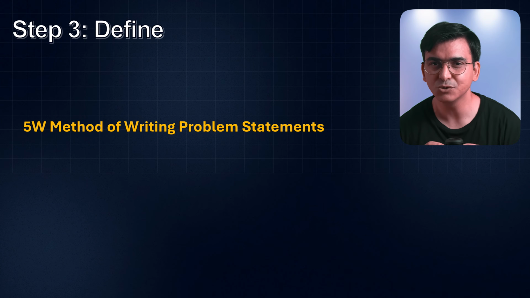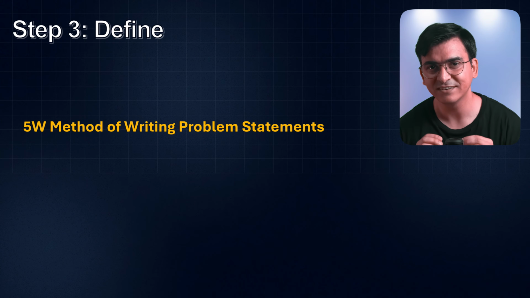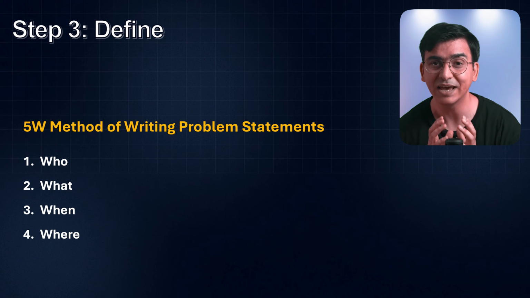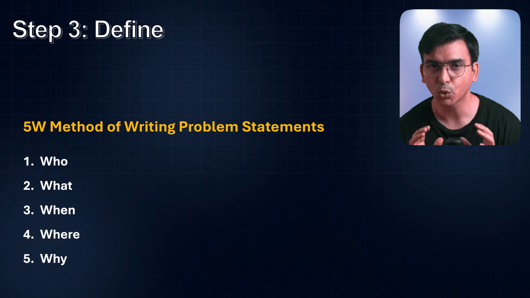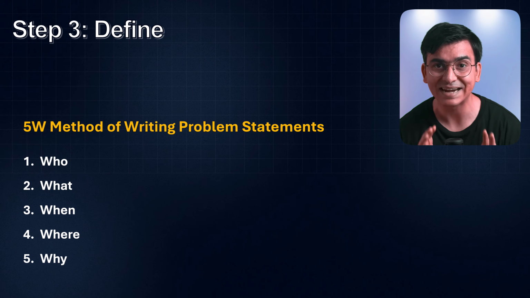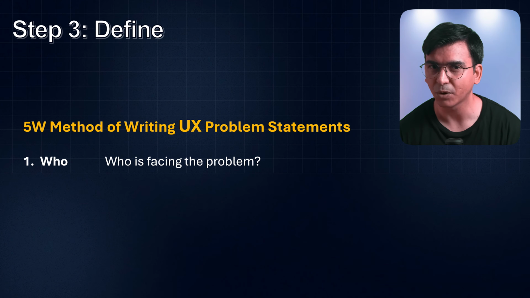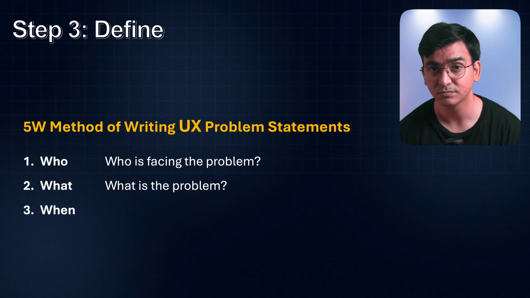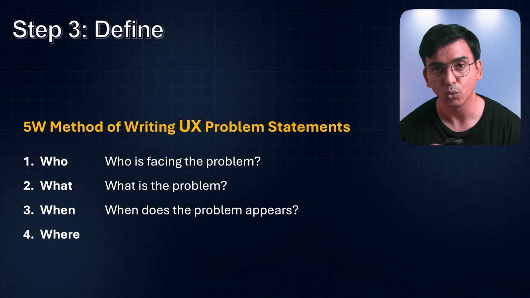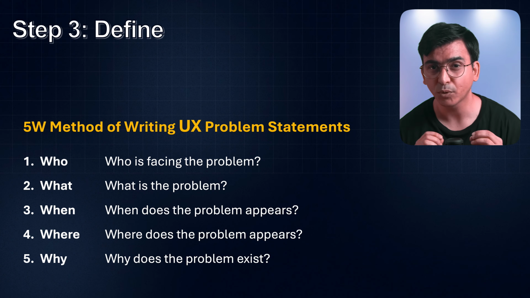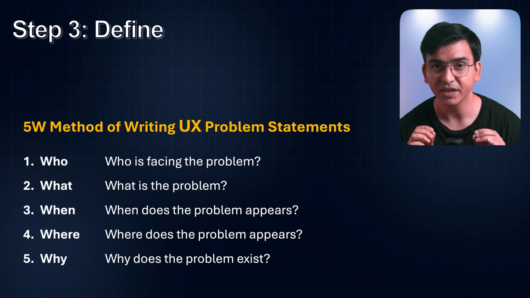One method which I use to write problem statements is called the 5W writing method. The 5 W's are who, what, when, where, and why. In this writing method, you answer questions corresponding to these words and draft a statement. Specifically, for writing a problem statement for UX, the questions can be: who is facing the problem, what is the problem, when does the problem appear, where does the problem appear, why does the problem exist. Your problem statement is properly defined if the statement answers all these 5 questions.